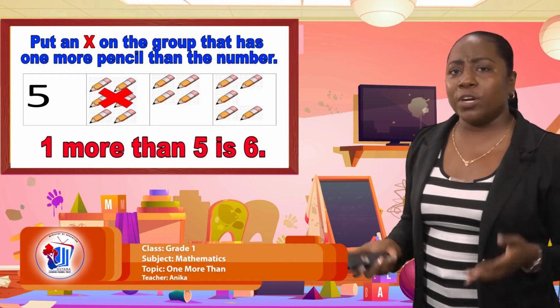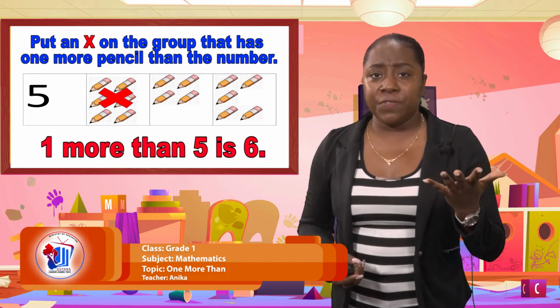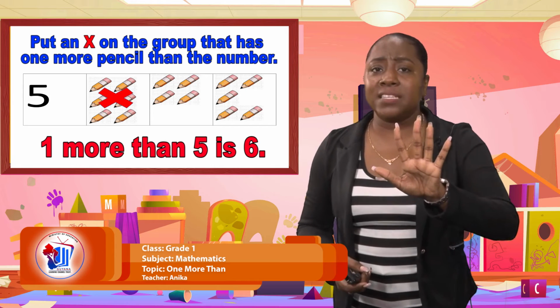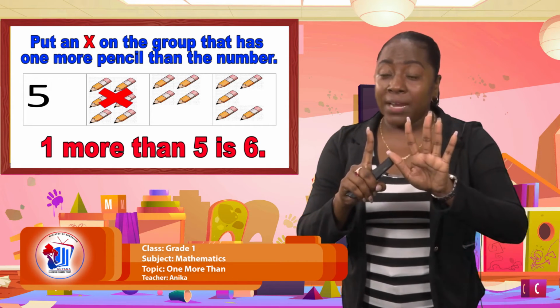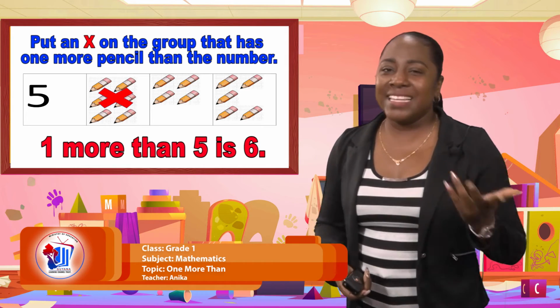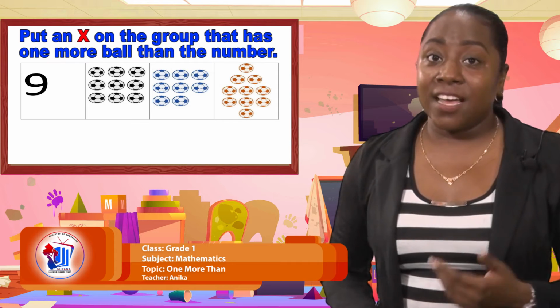So like I said before, it's very easy. When we're thinking about 1 more, you can put your fingers up. I have 5 pencils. If I needed 1 more, I would have 6, right? It's simple as that. Let's look at another one.